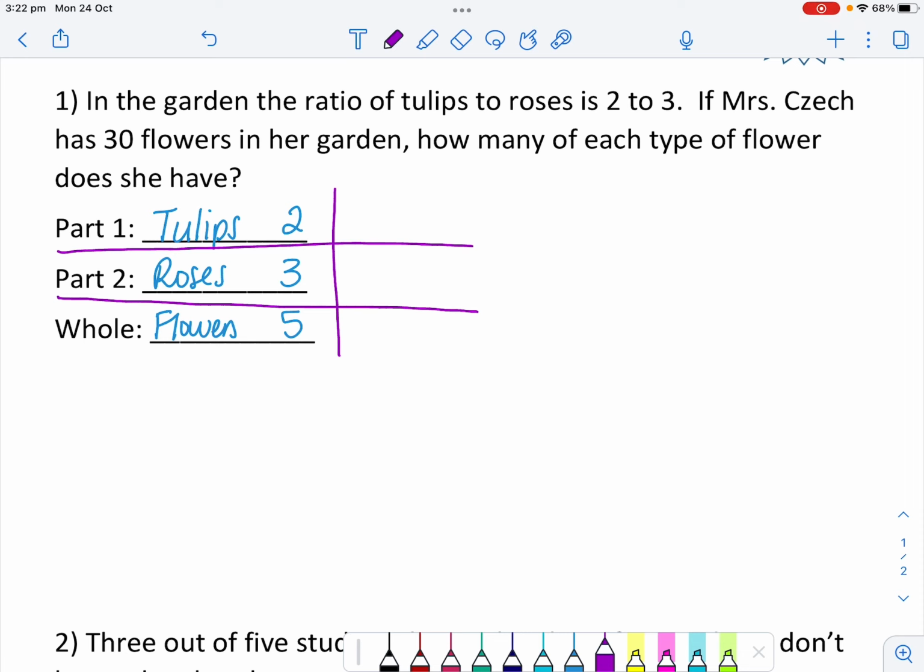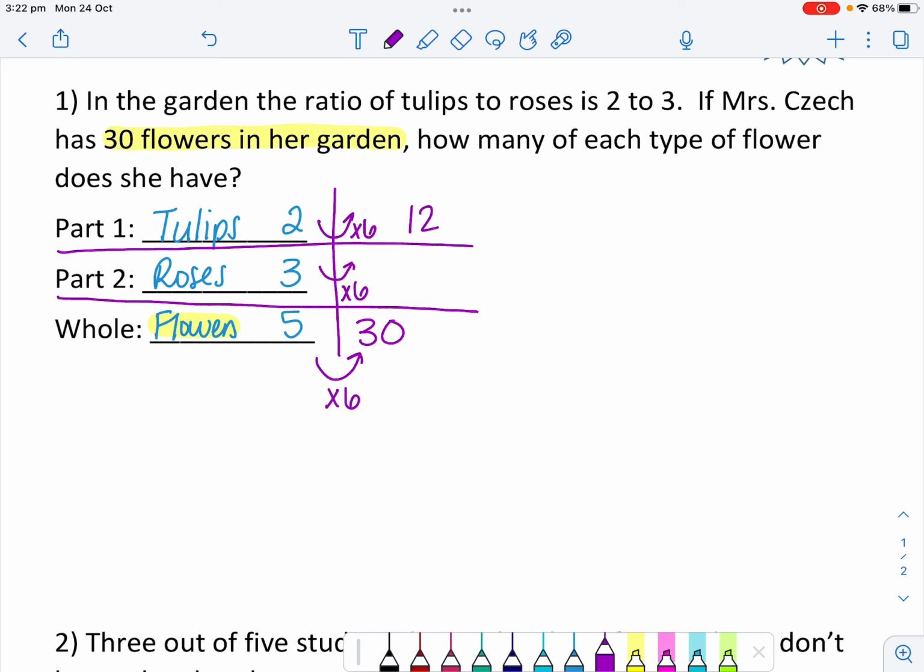And now I'm going to use that extra number that they gave me. So it says, if Mrs. Check has 30 flowers in her garden, that's going to be the flowers in her garden. So I'm going to put that 30 in this bottom section of my table. It represents the whole amount of flowers. And I'm going to figure out what the two parts are by going from 5 to 30 by multiplication. So I'm going to multiply by 6. And if I do something to the bottom of my table, I must do it to the other two parts as well. So I'm going to multiply by 6 in all 3 areas.